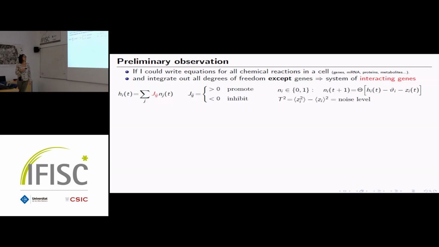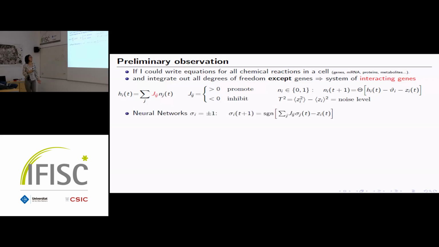And then if we model in a simplistic way genes as Boolean variables, 0, 1, so 1 for expressed, 0 for not expressed, then I could write the dynamics in this form. So at each time step, a gene I will be expressed if the signal it receives exceeds a certain threshold, up to some noise, okay? Z here is a random variable which mimics biological noise. And the magnitude of the fluctuation, which is the level of noise in the system, is controlled by a parameter T.